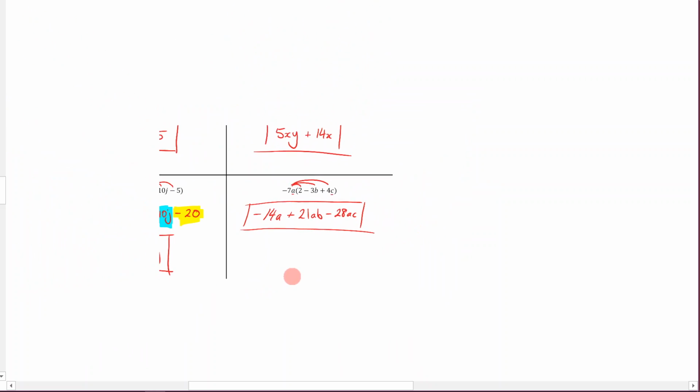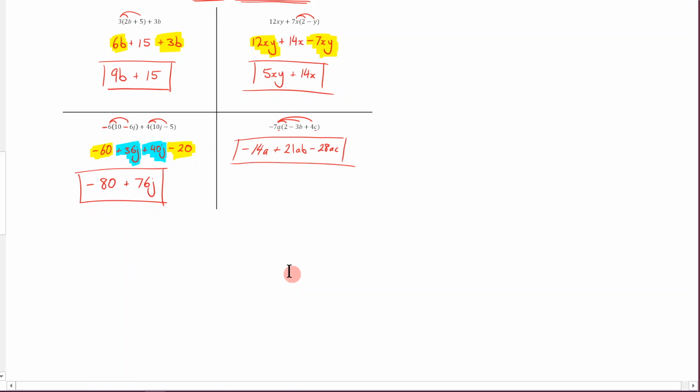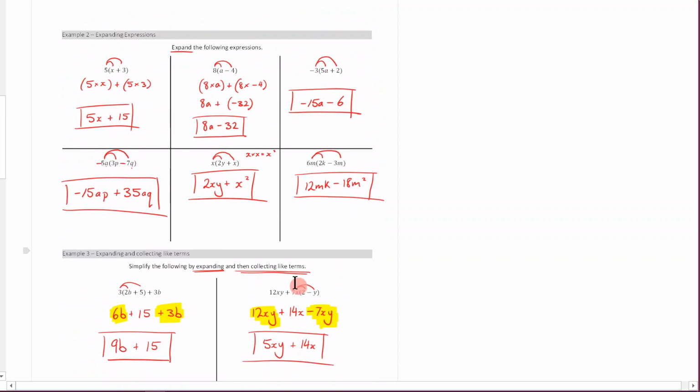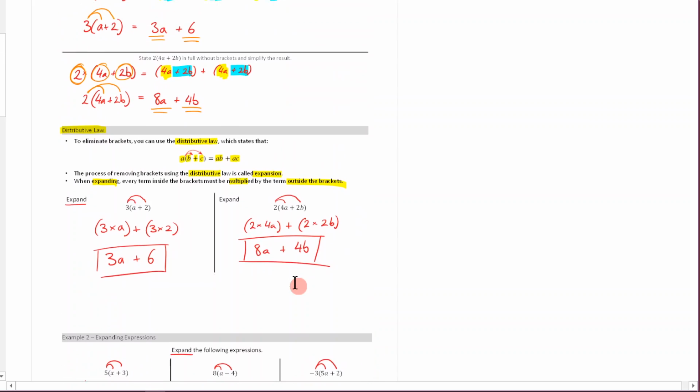All right, so that is everything we had to go through. Hopefully you found this useful in going through them, and you just feel a bit more confident in expanding things out.